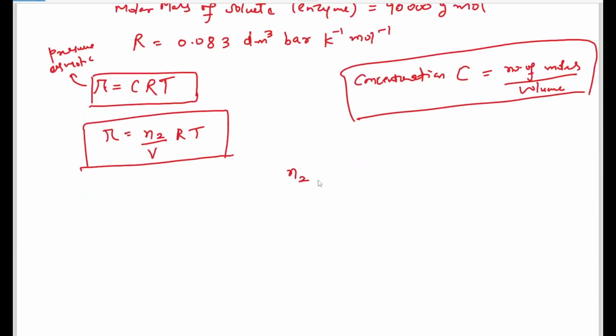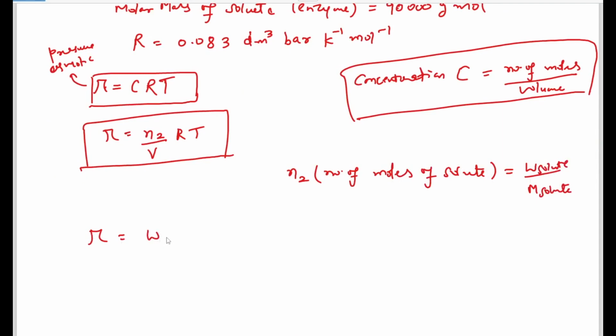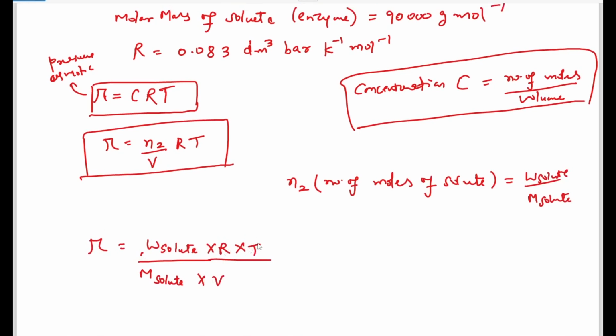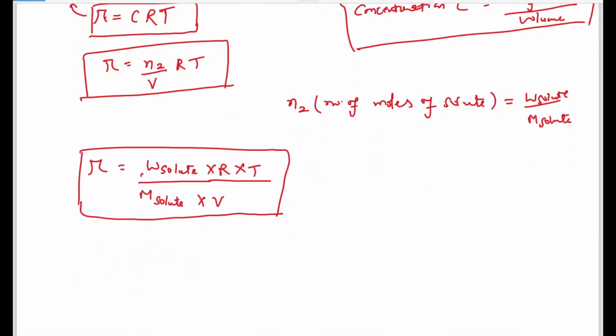Okay. Number of moles of solute, N2, we can calculate: number of moles of solute is equal to mass over molar mass of solute. And the solute is enzyme here. So replace the value of N2 by mass of solute over molar mass of solute, into R into T over volume. So this is our final expression to find osmotic pressure. Now we have to fill in the values here.